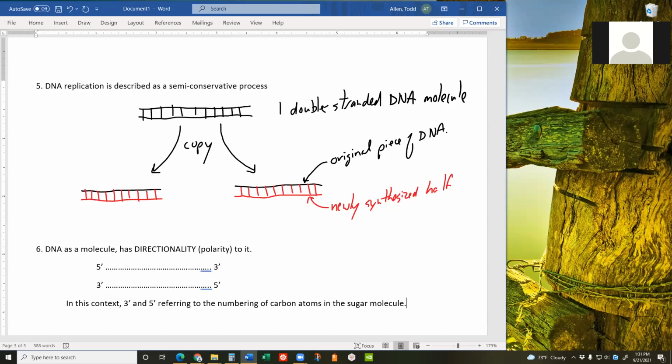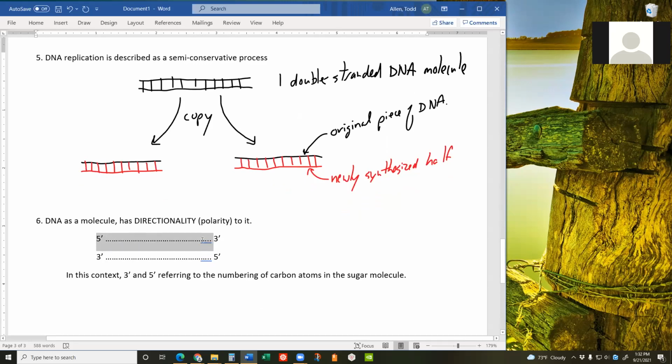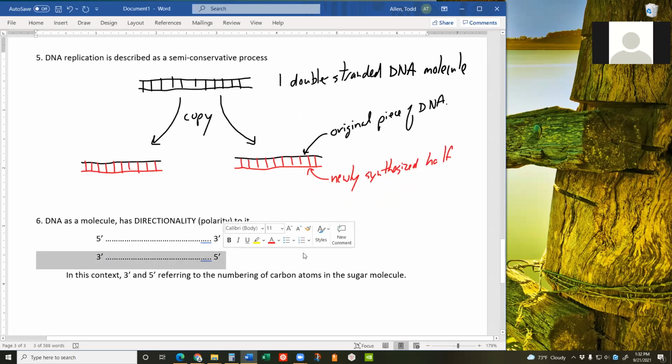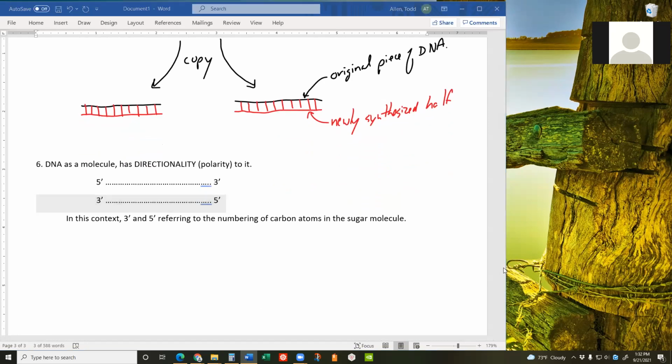At this point, I don't care too much if you understand the intimate chemistry, but I really do need you to appreciate that the two strands of the double helix run oppositely to each other in an anti-parallel fashion, and that this can be explained as having directionality. In your notes, the top strand that I'm shading is 5' on the left and 3' on the right. The bottom strand is now 3' on the left and 5' on the right.